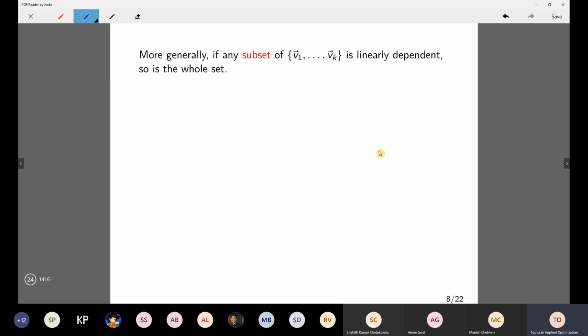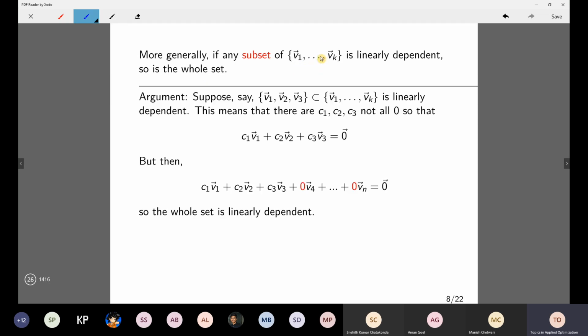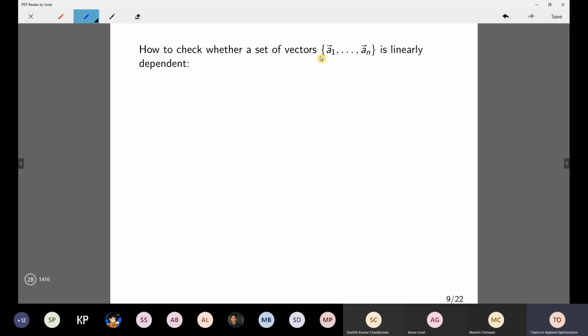So more generally, if any subset of these is linearly dependent, then the whole set will be linearly dependent. Okay, so you just have to find any subset of this being linearly dependent. Okay, so I will not do all the details.